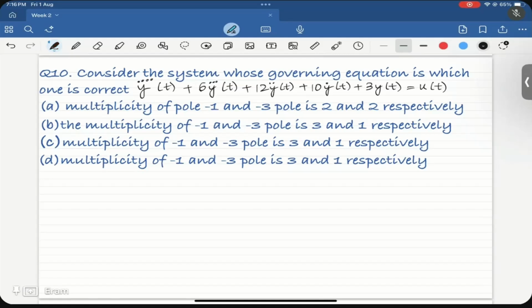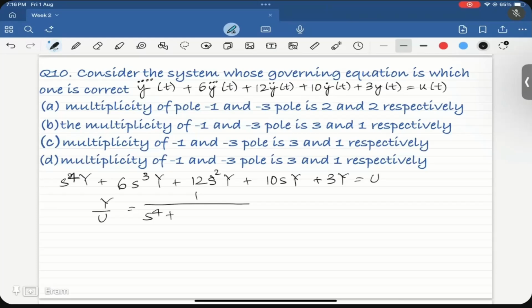Okay, so for this question, again we will find the transfer function. So 4 times the derivative of y, so Laplace will be s to the power 4, 6 into s to the power 3 y, with initial condition 0, 12 into s square y plus 10 into s y plus 3y equals u, and y by u will be 1 divided by s to the power 4, 6s cube, 12s square, 10s plus 3.